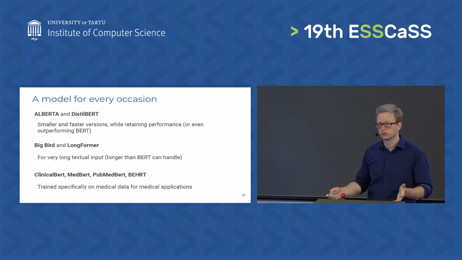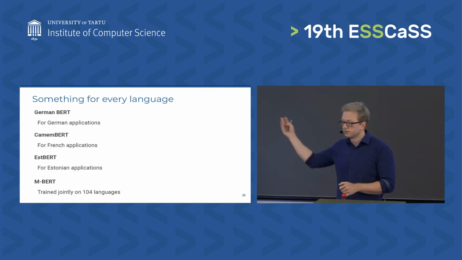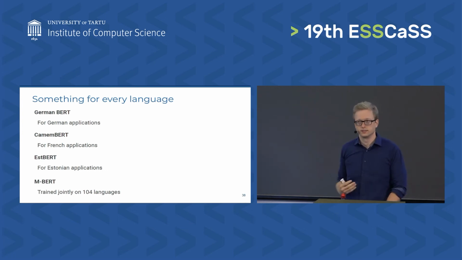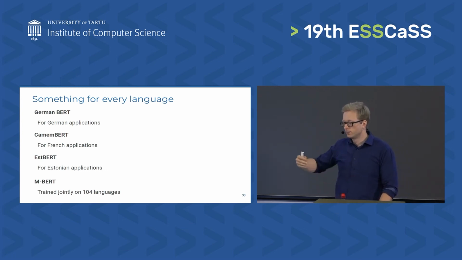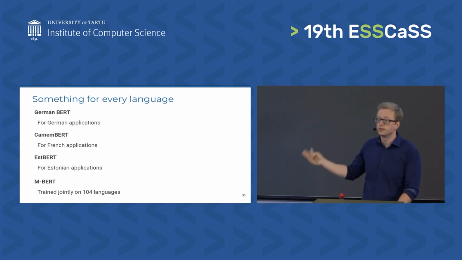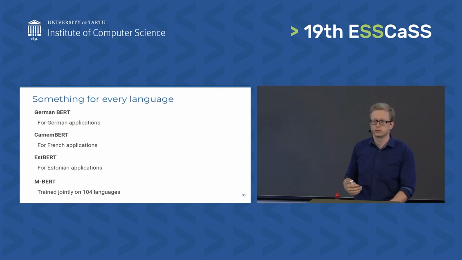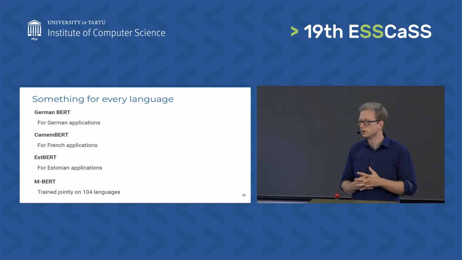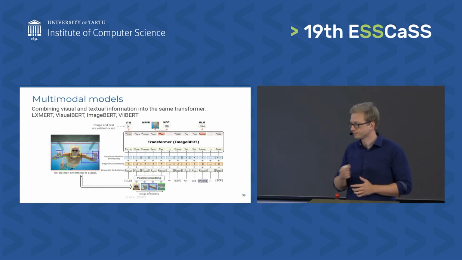And there are different models for different domains. There are different models for different languages. German BERT, CamemBERT for French, EstBERT, which has been trained in Tartu. There's mBERT that was trained jointly on 104 different languages, and it should have some cross-lingual capabilities as well. So there's pretty much a BERT for every occasion.